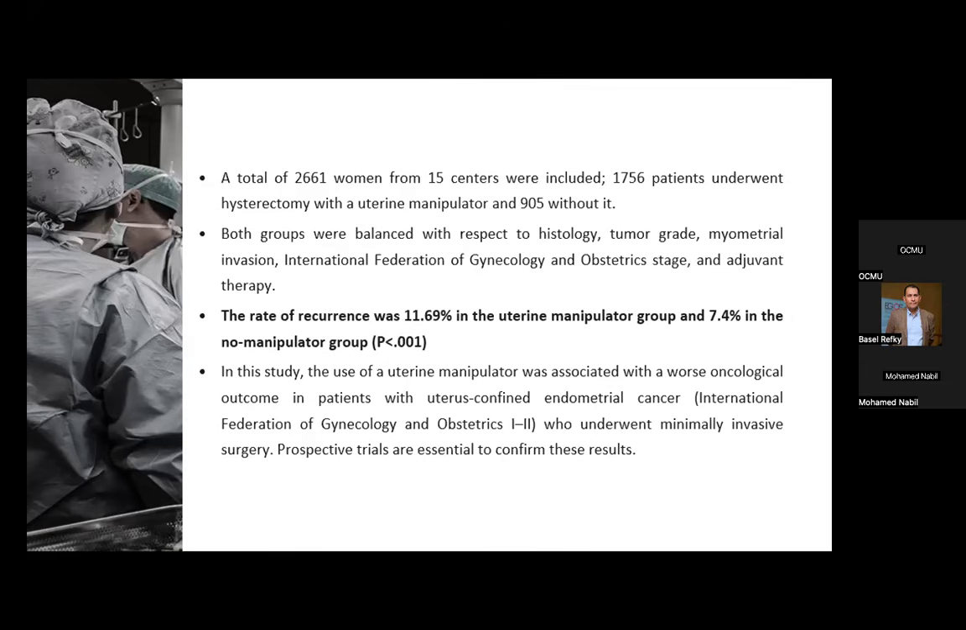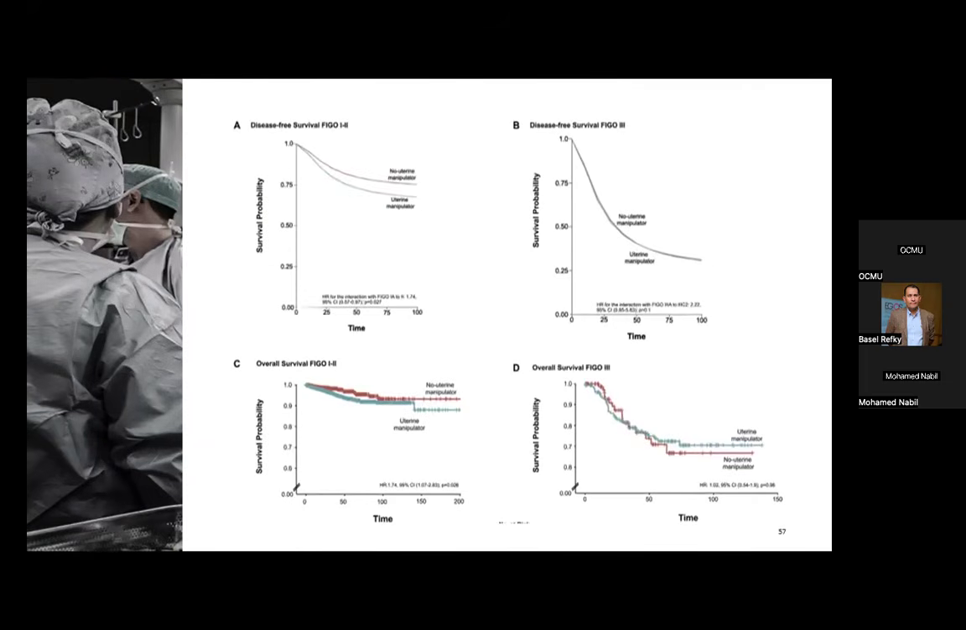We found that the rate of recurrence was higher in the uterine manipulator group than the non-manipulator group, and that was statistically significant. We stated that the use of the uterine manipulator was associated with a worse oncological outcome in patients with uterus-confined endometrial cancer who underwent minimally invasive surgery. Prospective trials are essential to confirm these results. And that was the result of this meta-analysis. We found that there is a significant difference in survival between the no manipulator and the manipulator group.